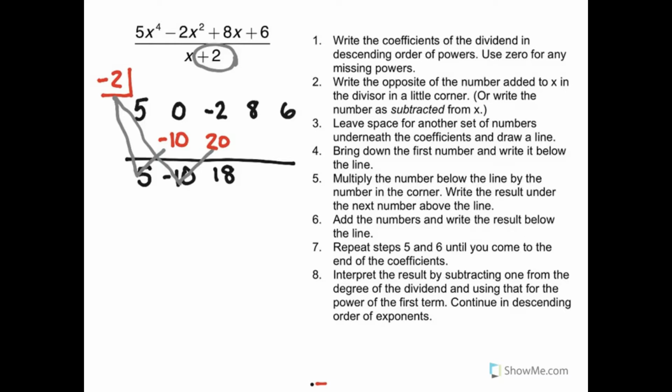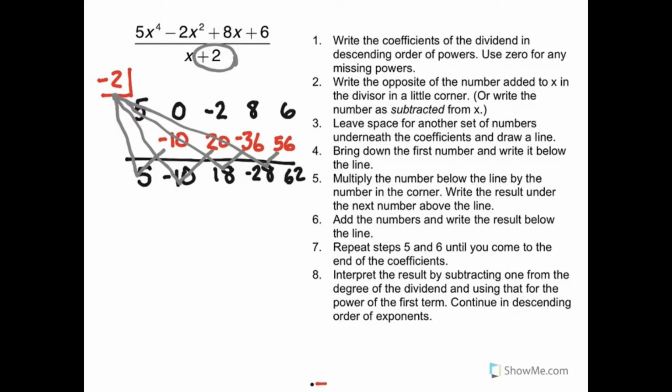And now I multiply again. Negative 2 times 18 is negative 36. And then I add 8 plus negative 36 is negative 28. And now I do my multiply again. Negative 2 times negative 28 is positive 56, and 56 plus 6 is 62.